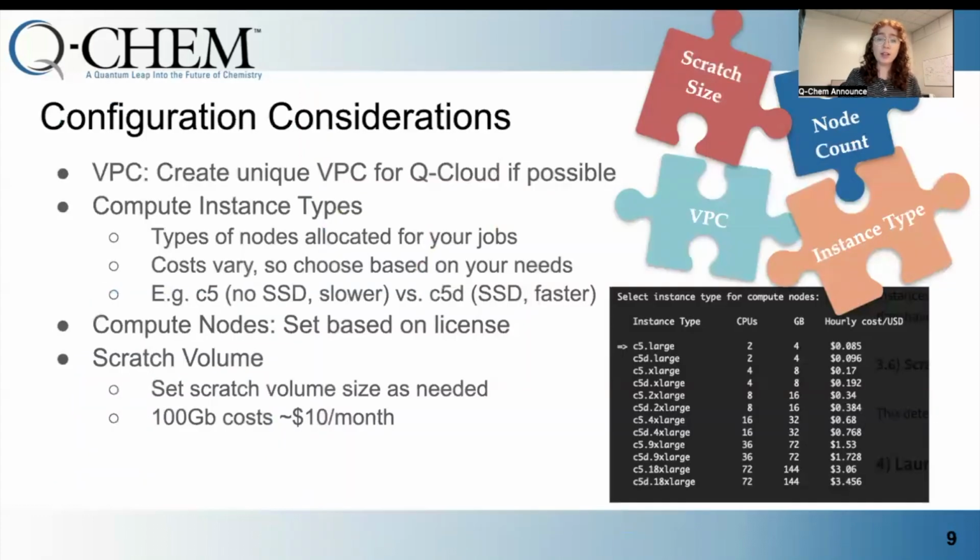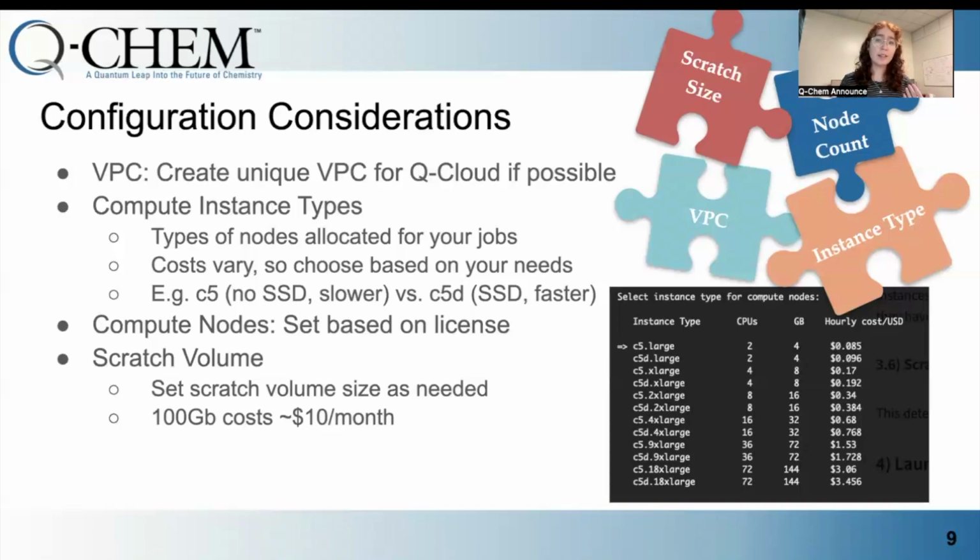In terms of configuration considerations as you're setting up the cluster, there are a couple of different things to consider. You should try to create a unique VPC, a virtual private cloud, for QCloud if at all possible. This is not always possible, but if you can, it would be ideal. There are also a bunch of different types of nodes that you can allocate. This is one really nice thing about cloud computing, that you can switch up the node types on your cluster. Costs do vary, so please choose based on your needs.